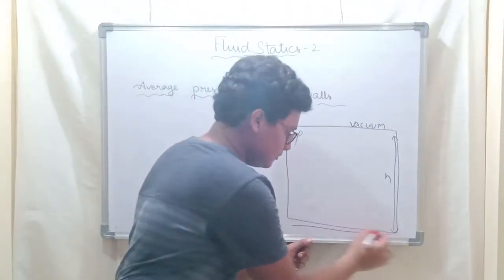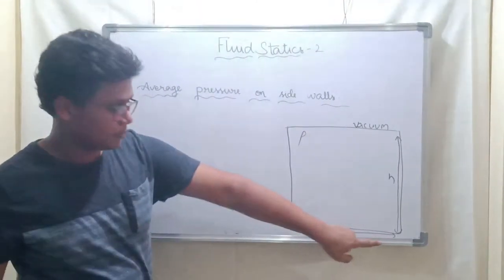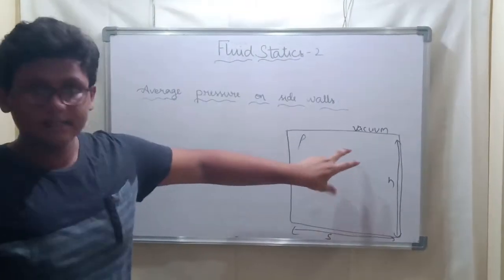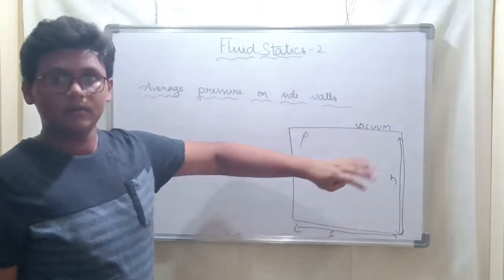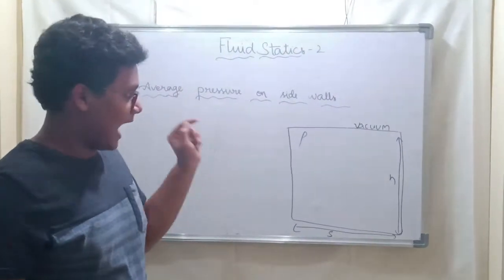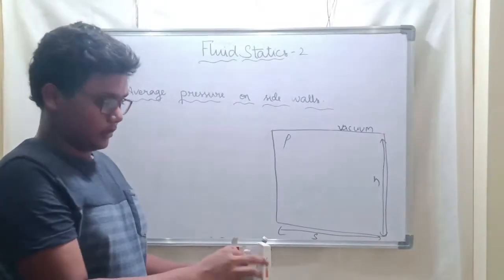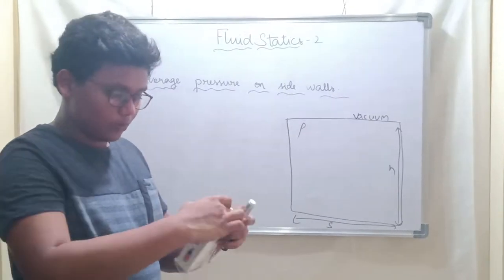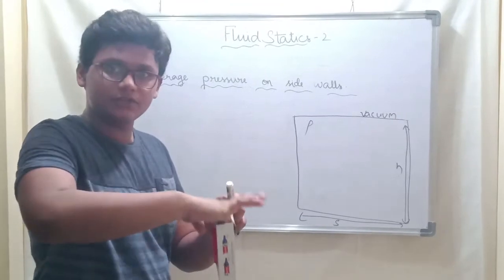We will take this bottom, the length of that bottom side, as s, and this is the side of the container which is containing liquid. The liquid will act with some pressure on it. I'll explain. This is a vessel containing water, and the water will apply some pressure on the sides of this wall.